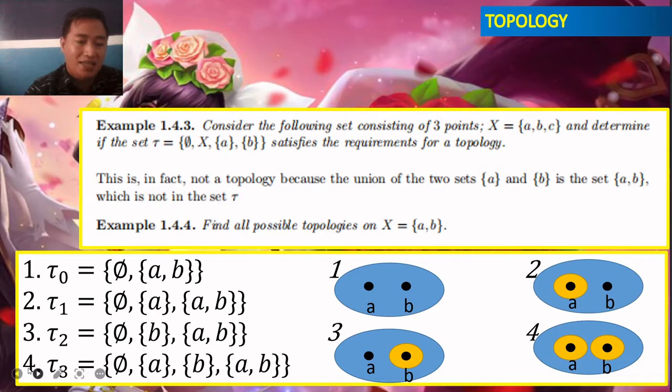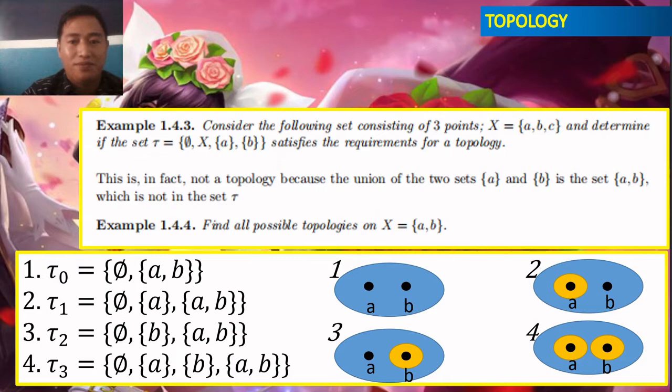Next, number 4, tau sub 3. So this topology, mao ni siya ang power set class sa atong set X, diba? This contains the empty, the singletons, and then actually the X. Okay, so it is represented with this picture, and this number 4. There's a circle here with A and then B. Okay, this is the singleton A and then the singleton B. Okay, next example.